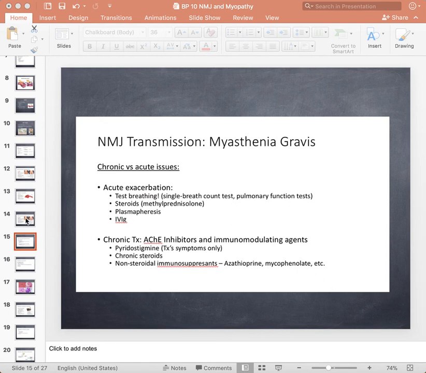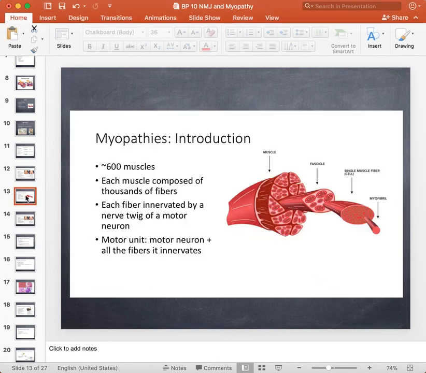Okay, I think that's myasthenia. Now that we've moved past the neuromuscular junction, we are on to disorders of the muscle itself. Just a few introductory words: you have about 600 muscles in your body. Each muscle is composed of thousands of fibers. Each fiber is innervated by a nerve twig of a motor neuron. And again, to review, the motor unit is the motor neuron plus all the fibers it innervates on the muscles themselves.